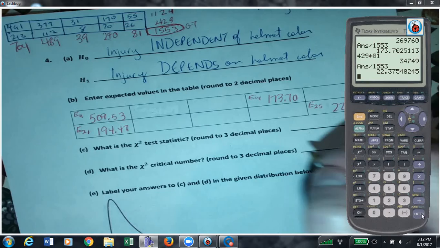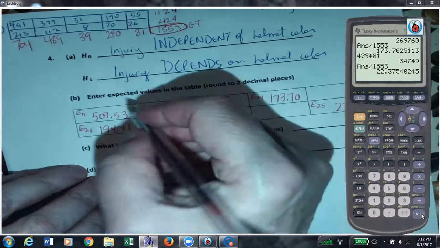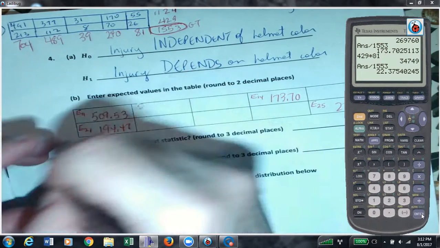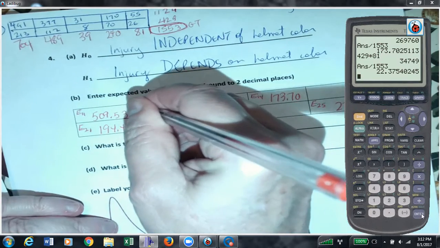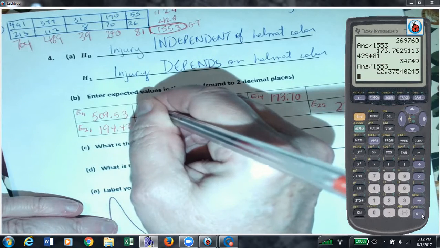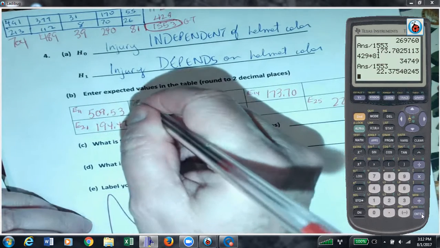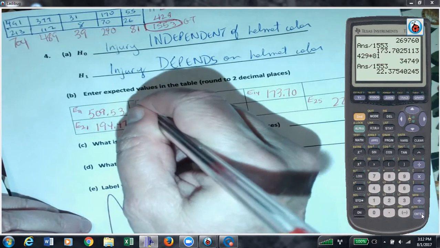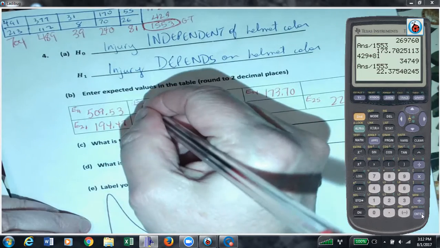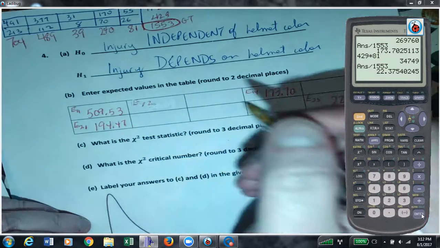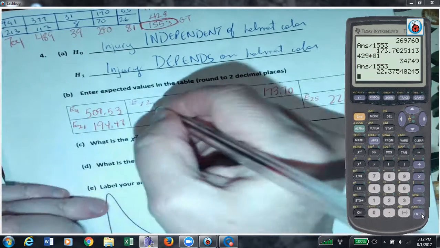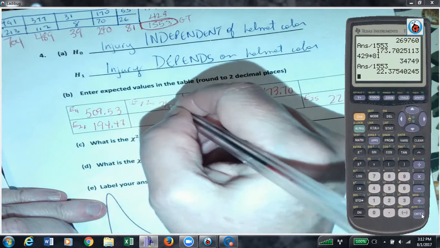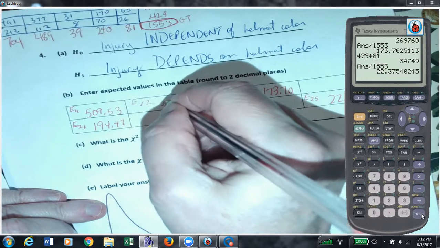So I'm going to go ahead and write in the rest of them. I'll leave those for you to check. So what's the expected value for row 1, column 2? It's hard to write over that. Expected value for row 1, column 2. That's going to be 353.92.